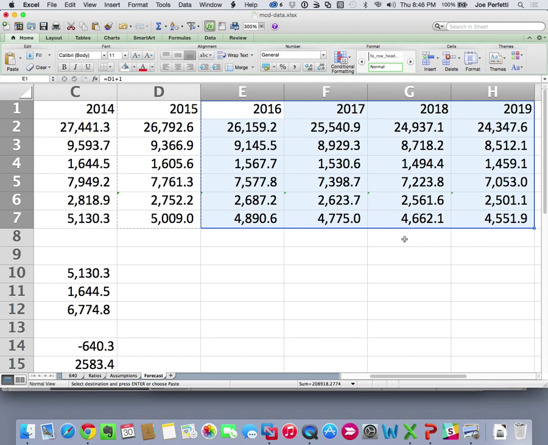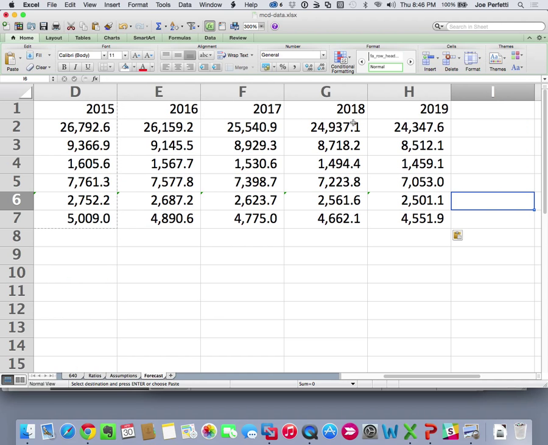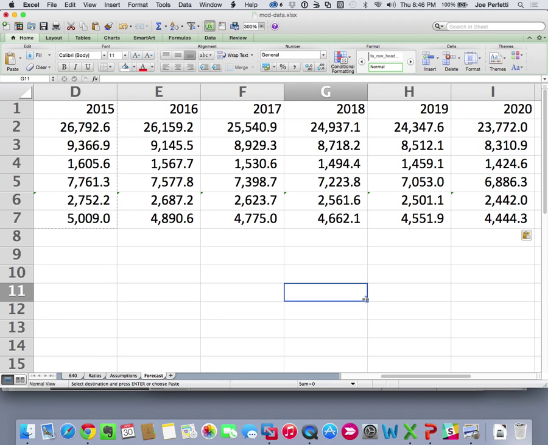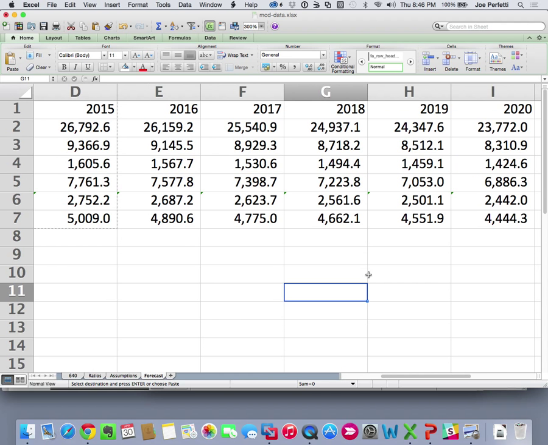But what I want to do is forecast 1, 2, 3, 4, 5, 6 years. And notice I now have 6 years' worth of cash flows and profits forecasted, because I'm just using these ratios, which we will change in a minute, to create these forecasted ratios.